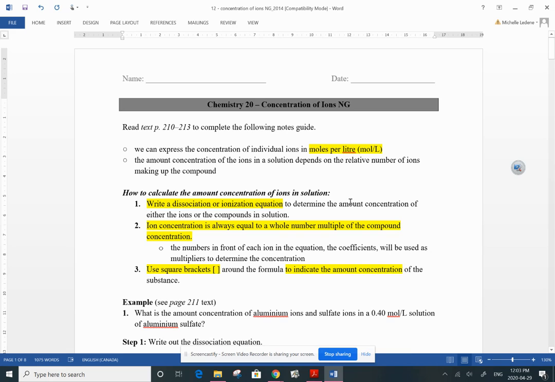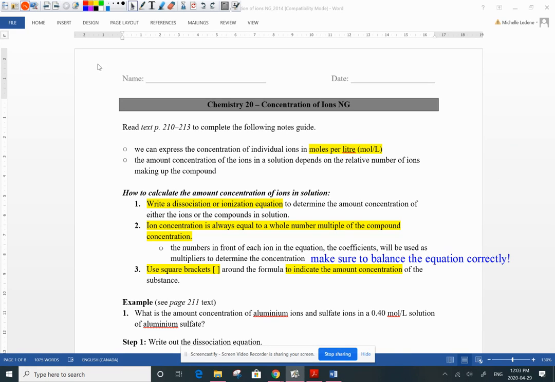And so when we look at this notes guide on concentration of ions, it walks you through the steps and it says, how do I calculate the amount concentration? We also call that the molar concentration, and that's calculated in moles per liter.